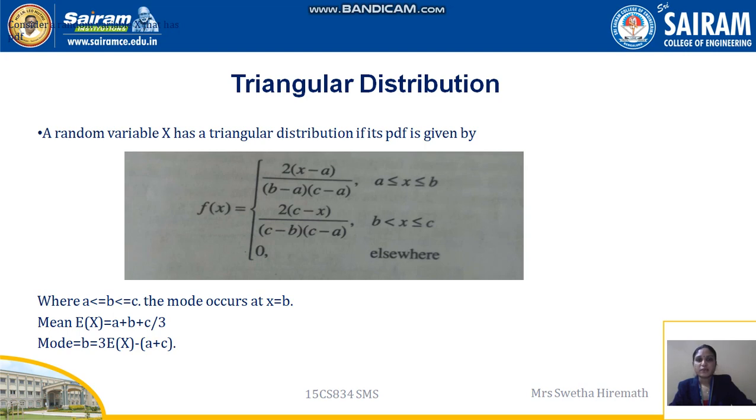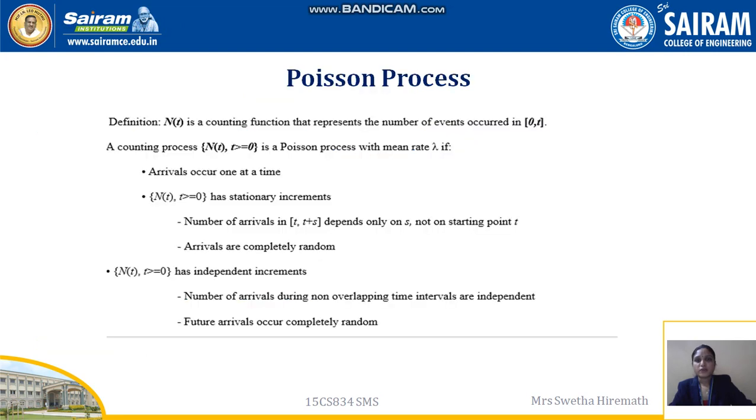Once we are clear with the continuous distributions and the discrete distributions, we move to what actually is a Poisson process. First we are going to see the definition. N of t is a counting function that represents the number of events that occur within the range 0 to t. So how many events occur within the given range? Here we are considering from clock time 0 till clock time t, a counting process N of t. That is, N of t is nothing but the number of events that take place within 0 to t.